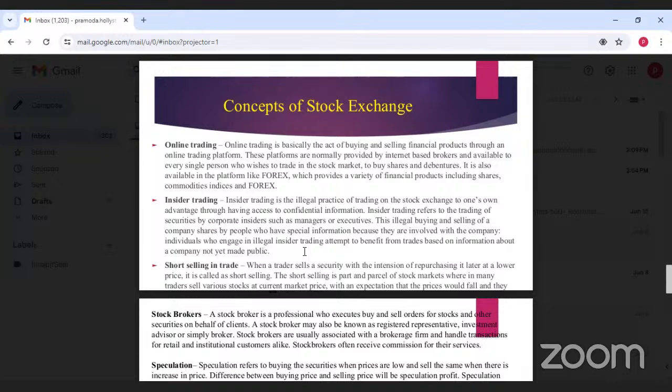Concepts of stock exchange. So we'll start with online trading. What is online trading? Trading means buying and selling of securities. Generally, on the floor of the stock exchange, a buyer's broker will be there and a seller's broker will be there. The seller's broker and buyer's broker will make a deal. The seller's broker will find a buyer, and the buyer's broker will find a seller.